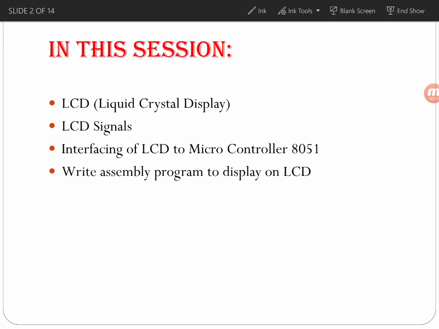And then we go with the LCD signals, like LCD pinout diagram and its signal description. And then interfacing of LCD to microcontroller 8051. Here we will discuss the possible ports which can be taken for interfacing and also other control signals. And then writing an assembly language program to display the data on LCD. For this we need to know the steps or the logic behind the program.